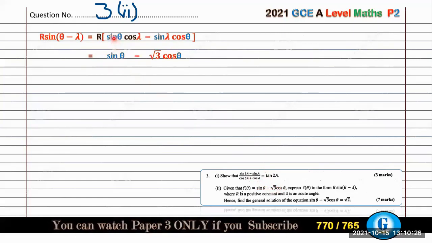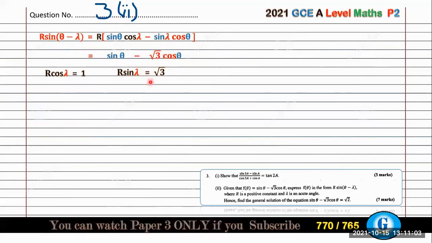So from here, if you equate the corresponding components, what do you see? You see that r cos lambda is equal to 1. And look at this other part, there is a minus here. Cos theta cancels with cos theta, right? So we have minus r sine lambda is equal to minus root 3. So the minuses will cancel out, and we are left with r sine lambda is equal to root 3.